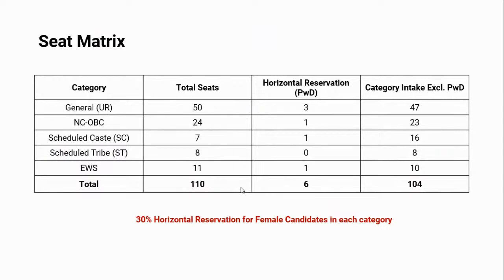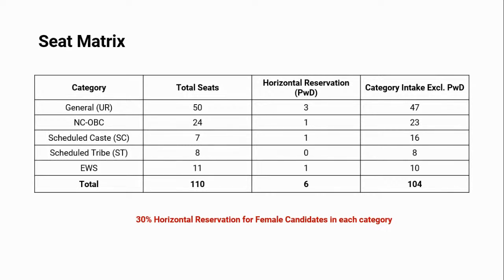If you look at the reservation policies, there is a horizontal reservation available for students belonging to the PWD category, which means across every category except for the ST category, there are certain seats reserved for students coming from the PWD category. So a total of 104 seats will go for the categories, and 6 seats will be earmarked for the people with PWD category. And beyond this, there are some supernumerary seats as well.